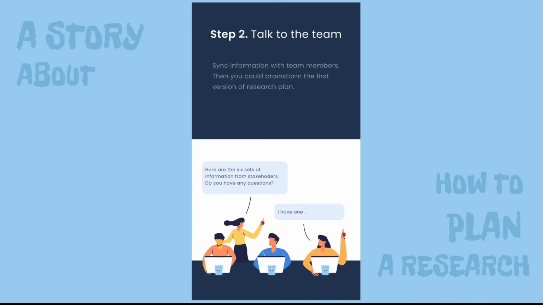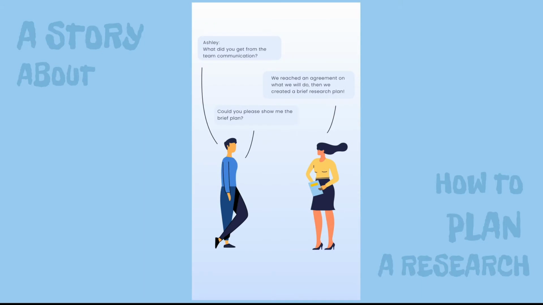For the next step, we need to talk to the team. Sync information with team members. Then you could brainstorm the first version of the research plan. Here are the 6 sets of information from stakeholders. Do you have any questions? I have one. Actually, what did you get from the team communication? We reached an agreement on what we will do, then we created a brief research plan. Could you please show me the brief research plan?